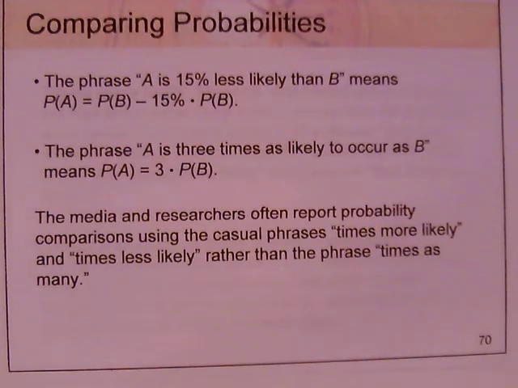And finally, the phrase A is 3 times as likely to occur as B would mean this. The probability of event A would be equal to, and of course the word is means equal to, 3 times the probability of event B. The media and researchers often report probability comparisons using the casual phrases times more likely and times less likely, rather than the phrase times as many.